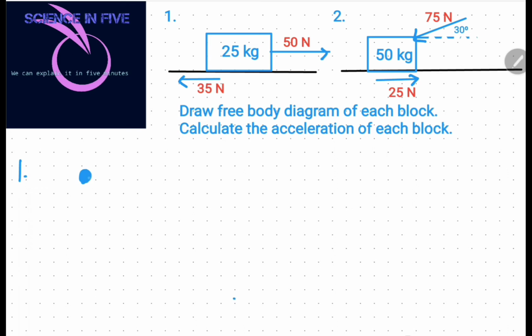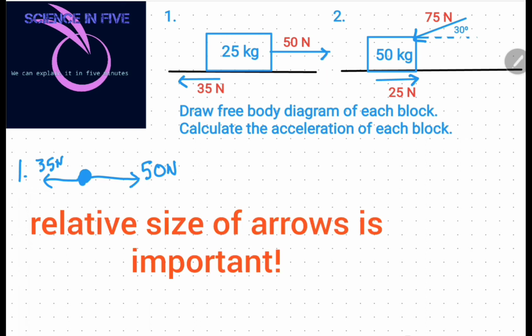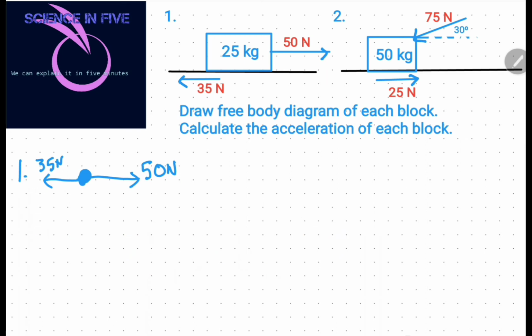Then there is a 50 Newton force that is going to the east, and there's a 35 Newton force that is going west. Notice the relative length of the arrows. The 50 Newton has to be longer than the 35 Newton. Okay. And then the vertical forces that are acting, I'll have the normal force and I'll have the weight.